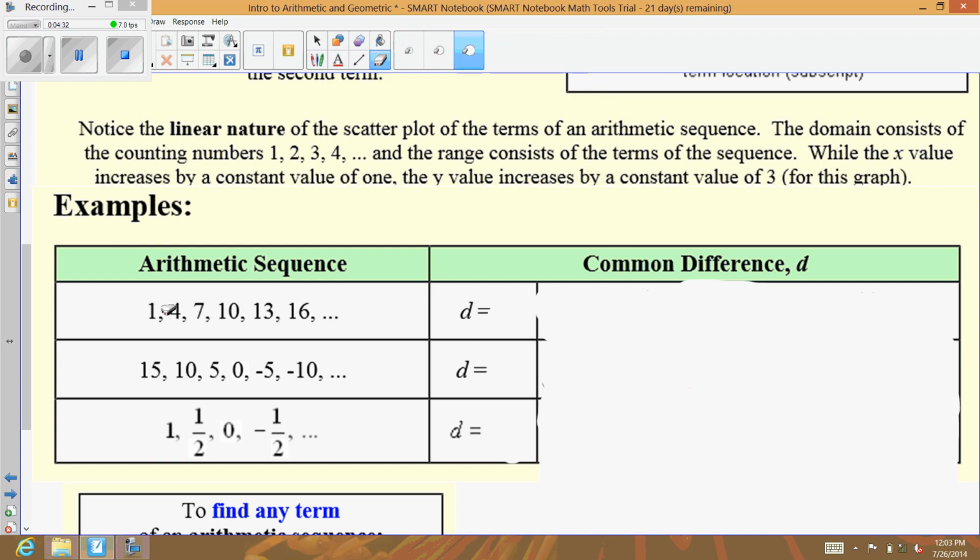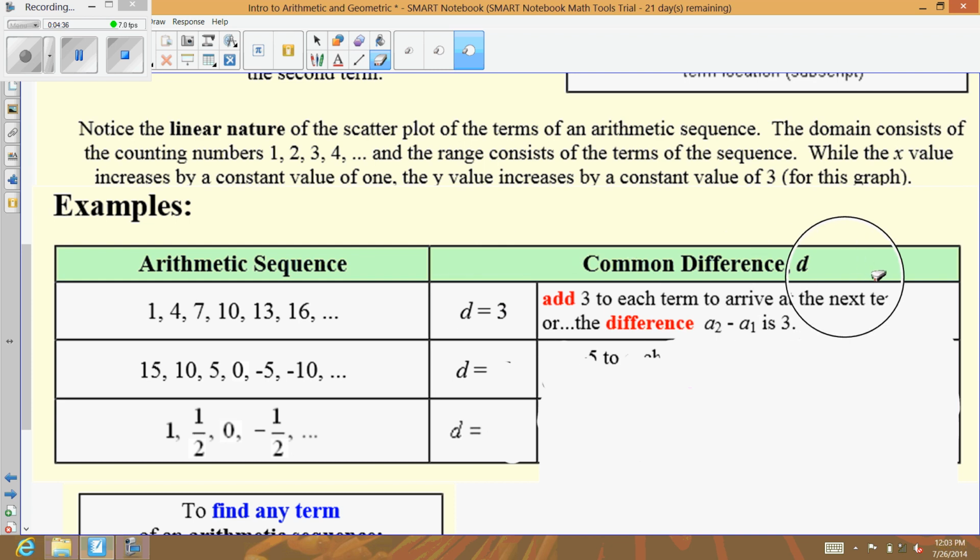And if I looked at this first one, which is the one that we were looking at on the graph, it's a common difference of 3, so you're adding 3 to the next term. All right, this one you can look again. This one's getting smaller, so you know it's a negative number. You're adding a negative number. And you're decreasing by 5 each time, so the common difference is -5.